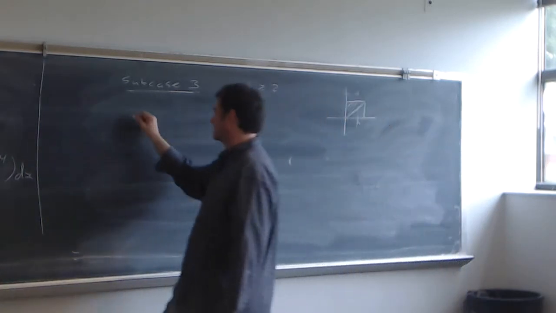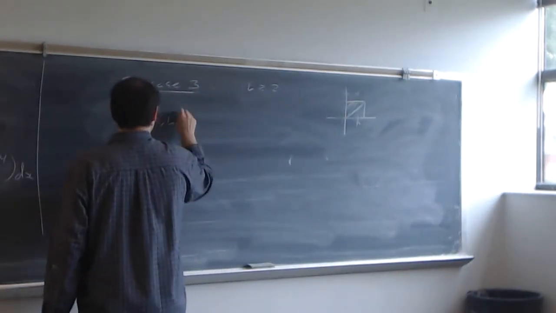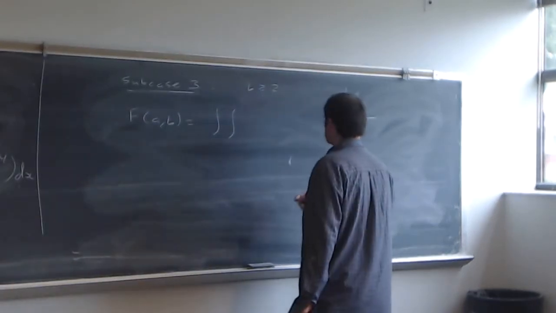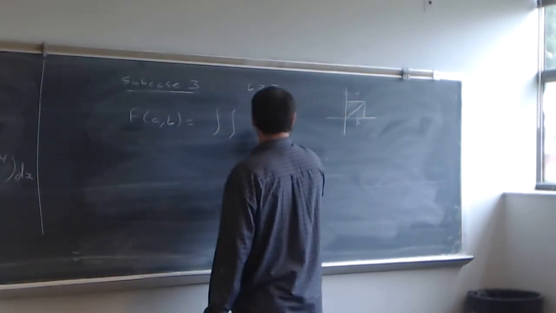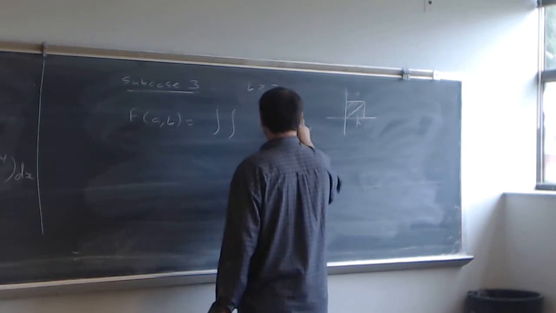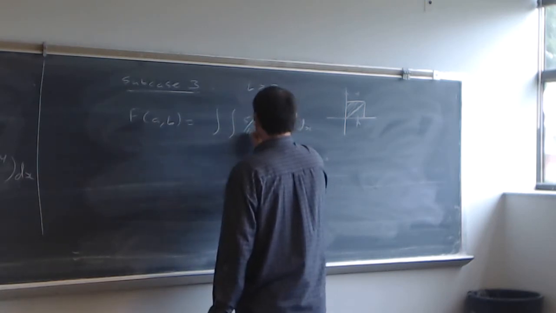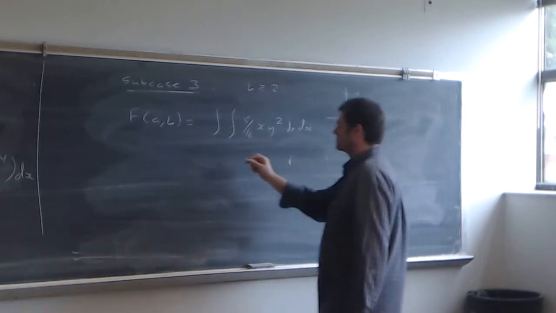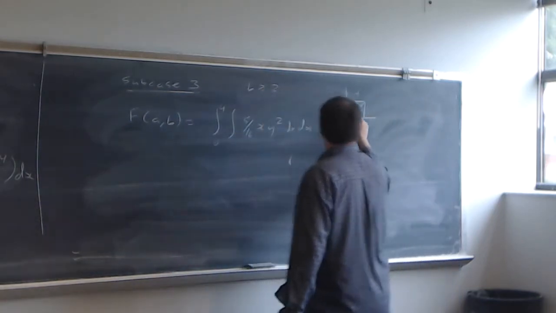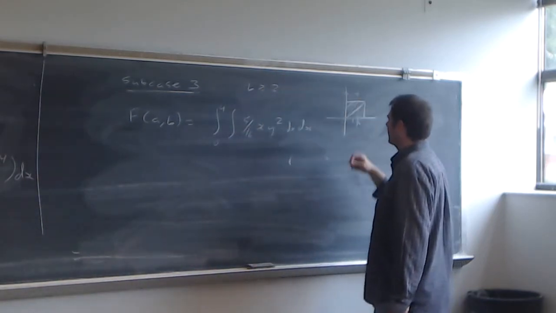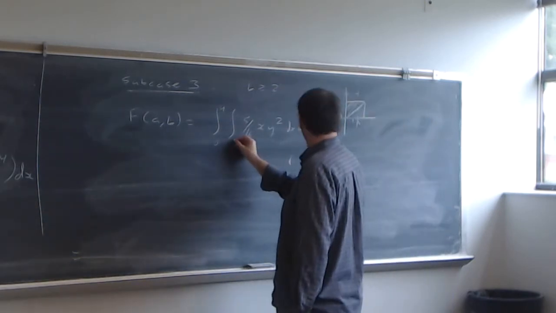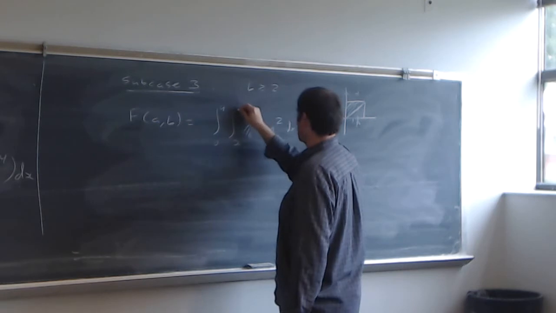So I'm going to rewrite this as big F of a,b is equal to the double integral, and I'm going to integrate again with respect to y first, so x last. We're going to have 5/16 x y squared. And the x values run from 0 to a. For each x value, the y values will run from x up to b.